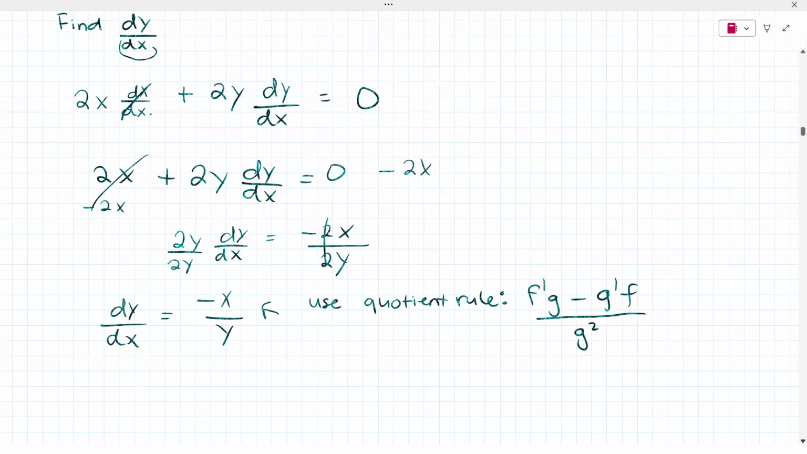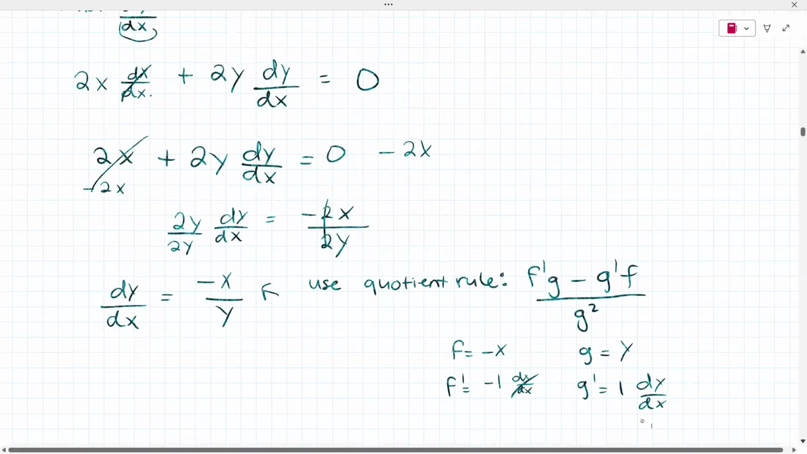So figure out your f and g. Your f is the numerator, which is negative x. Your g is y, the denominator. And we're taking the derivative of each term with respect to x. So f prime, the derivative of negative x, is negative 1, and then you don't have to put the dx over dx because that cancels. And then g prime, the derivative of y, is 1, and then you must add the dy dx. Okay, so go ahead and apply the quotient rule.